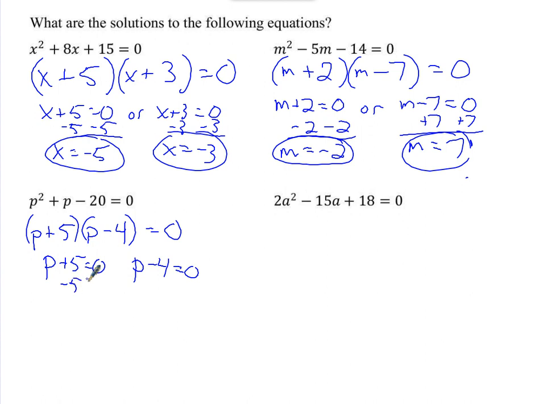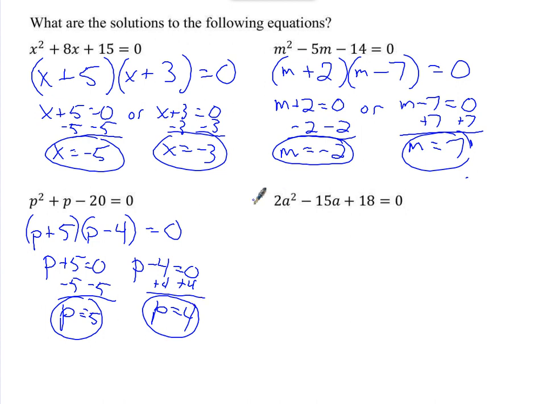So subtract 5 from both sides, and we get P equals negative 5. Add 4 to both sides, and we get p equals 4, just like you said. So those are our two answers. This parabola would cross the x-axis where? At -5 and +4. Yep. And it opens which way? Opens up. The y-intercept would be where? Way down there at -20.